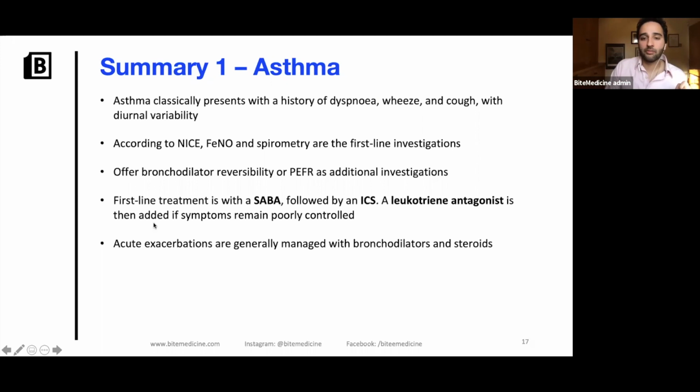And finally here, acute exacerbations are generally managed with bronchodilators and steroids, like we talked about. Good, so that is a whistle-stop tour of everything to do with asthma, basically. We've taken a pretty complex topic and hopefully given you all the most important bits. And our doctors, I can see, are answering a lot of your questions as well. So if you guys are happy, we can move on to lung cancer.